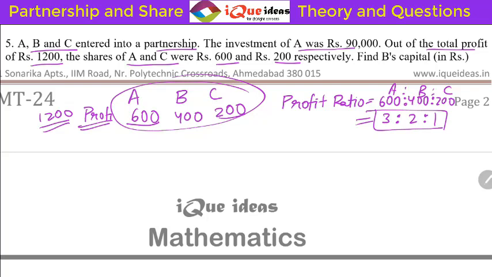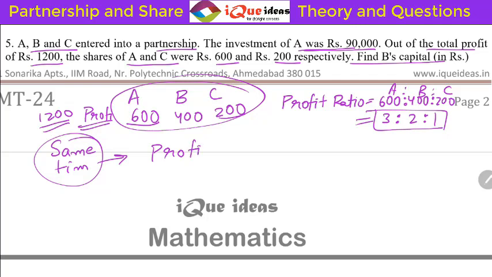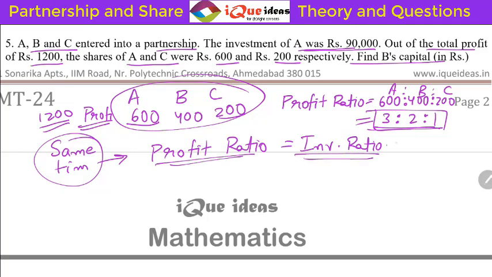Now, what is the question saying? A invested 90,000 rupees. Find B's capital. Right, nothing is mentioned about time, so it is for the same time. That means everybody invested for the same time. For the same time, we need to directly use that profit ratio should be equal to investment ratio. We are doing it almost for the third or fourth time now. So the investment ratio will also be equal to 3 is to 2 is to 1. Correct? So this is A, B, C.